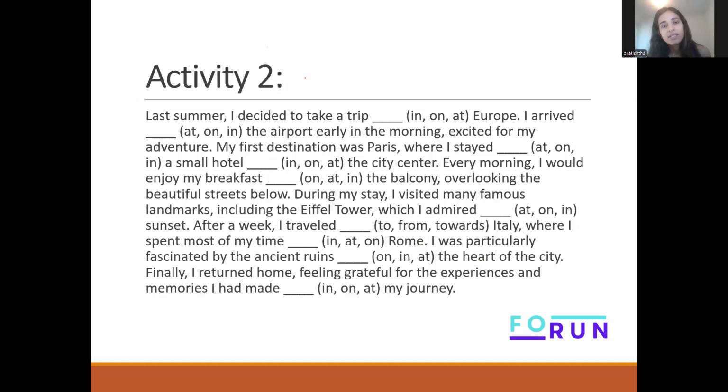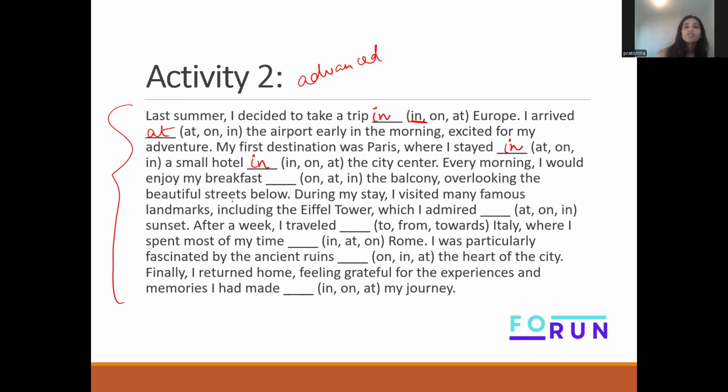Then we have an advanced activity because it's related to a complete paragraph with context. So let's take a look. Last summer, I decided to take a trip dash Europe. I arrived dash the airport dash the morning, excited for my adventure. My first destination was Paris, where I stayed dash a small hotel dash the city center. Right? So it was in a hotel in a city center.